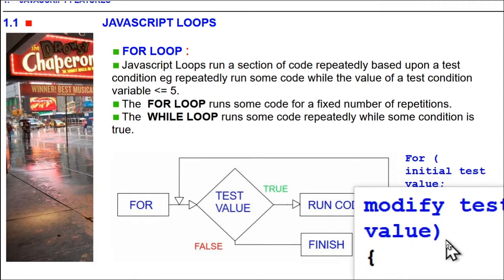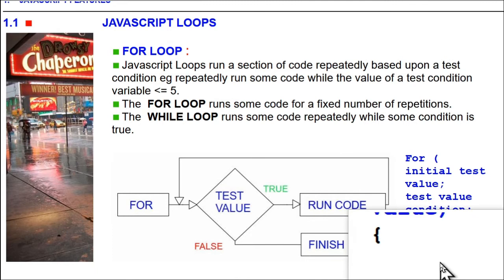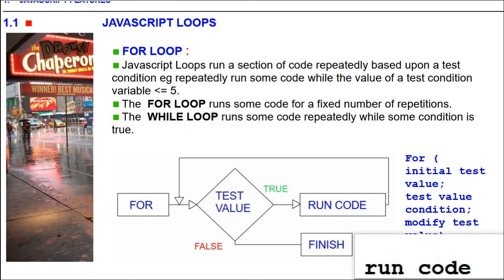The next part of the parameter section is modifying the test value. At this point you say x equals x plus 1, so increase the value of x, and this will keep on running the loop. And then next you've got curly brackets, and that's your code section, and what you do is run the code, and you keep on running the code in a loop until that's finished.